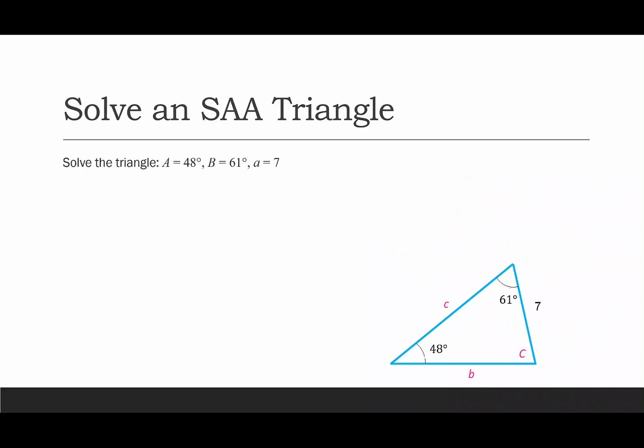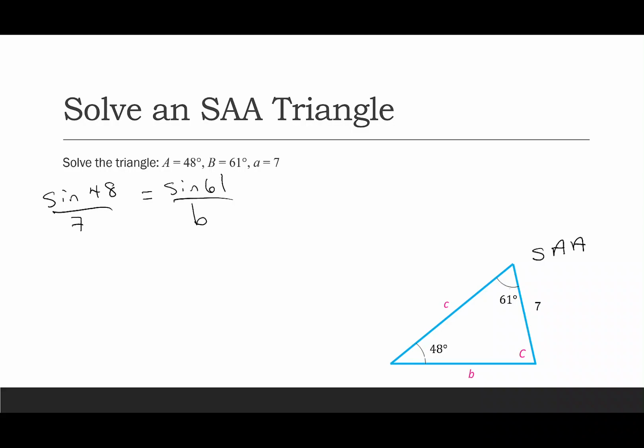We have an angle A of 48 degrees, we have an angle B of 61 degrees, and we have a side a equal to 7. We would call this a case of side-angle-angle. To start, I'm going to say that the sine of 48 over the opposite side 7 is equal to the sine of 61 over the unknown side b.